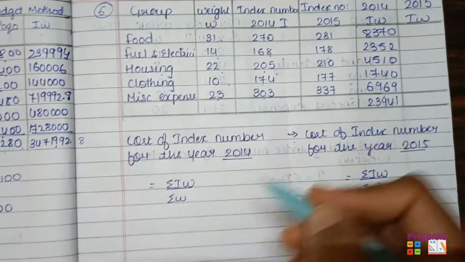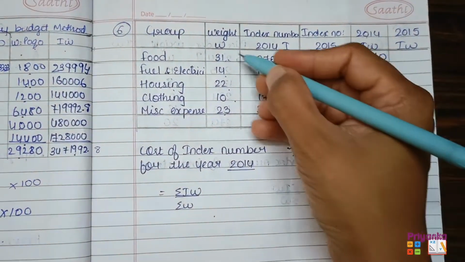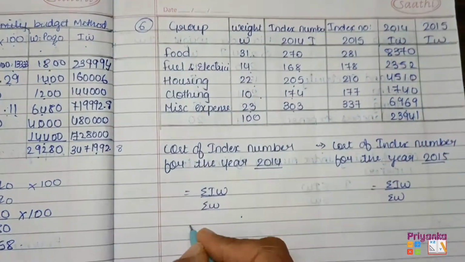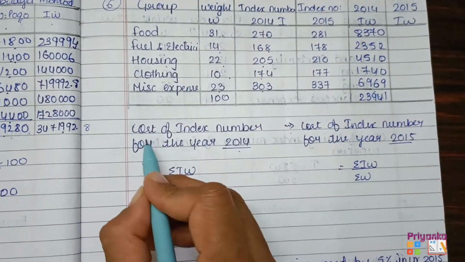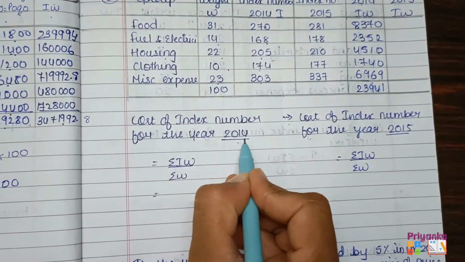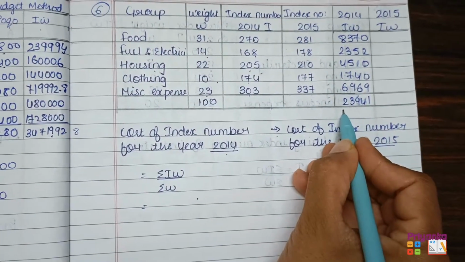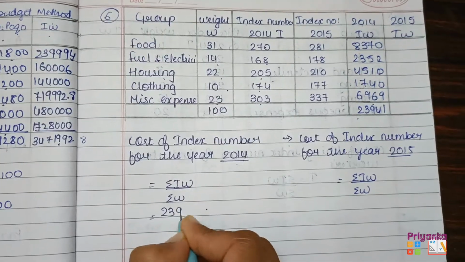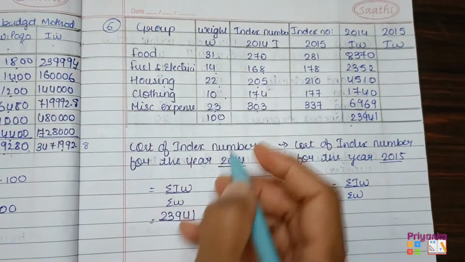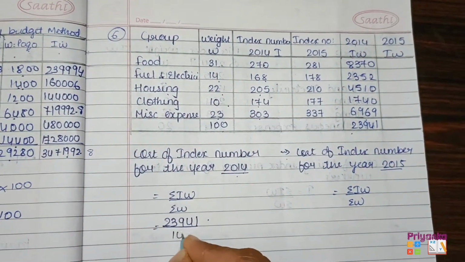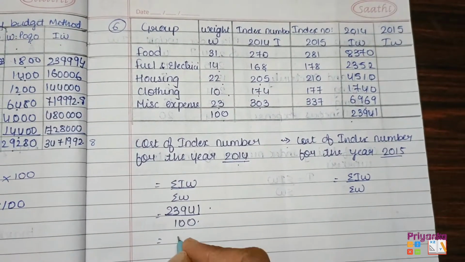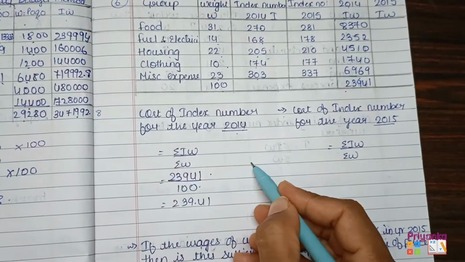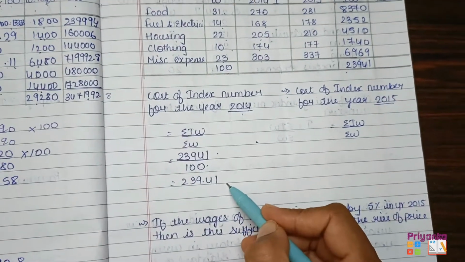IW of 2014. Take this and also take the total of weight, that is 100. So for 2014, you can see the cost of index number for the year 2014. I am just going to take the IW of 2014, 23941, divided by the total of weight, that is 100, and here I get 239.41. This is the cost of index number for the year 2014.